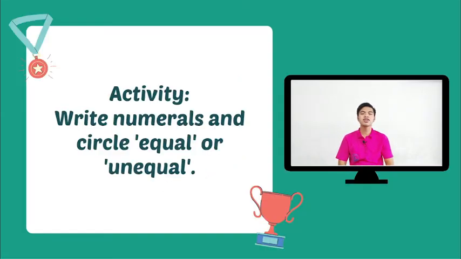So now, we are going to have an activity. We're going to write the numerals and circle equal or unequal. We're now going to decide if the 2 numbers are equal or not. Okay? Remember that when we use equal, that means that the 2 numbers have the same value. And if we use the word unequal, that means that the 2 numbers don't have the same value.